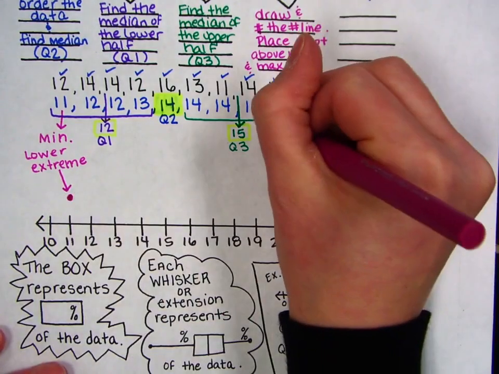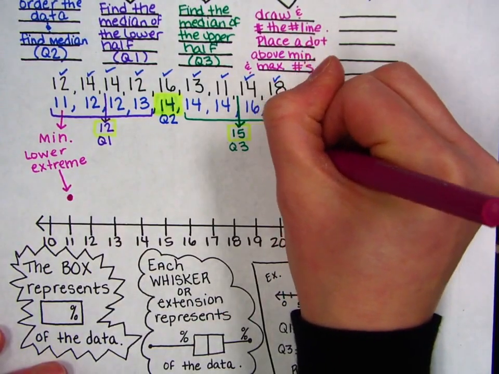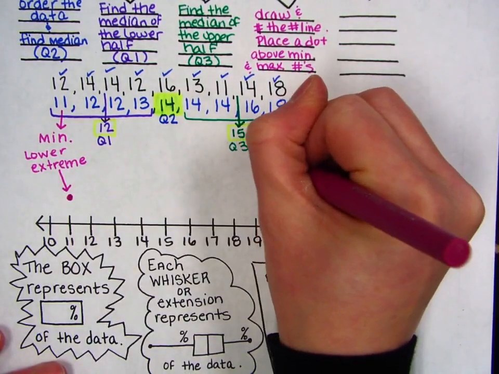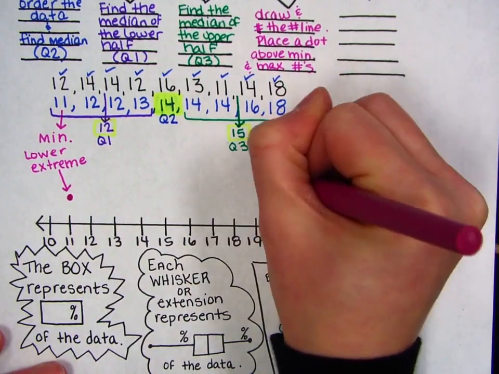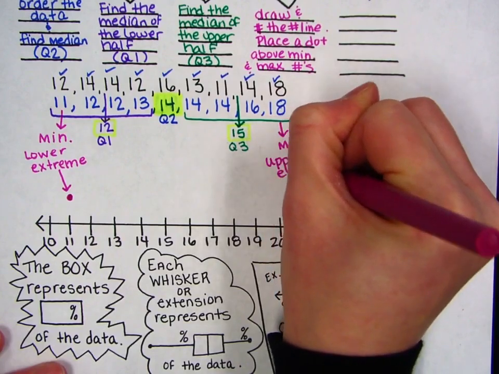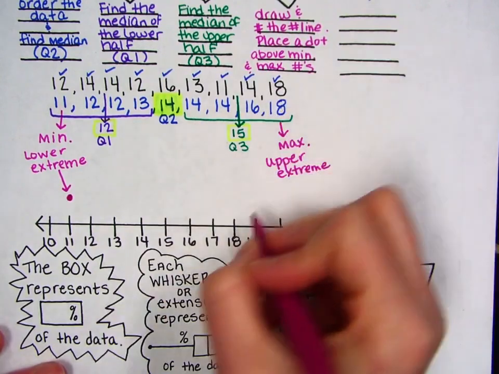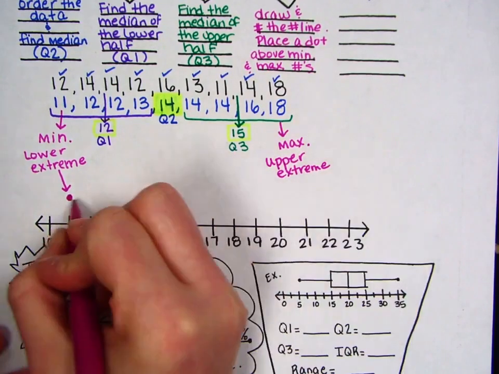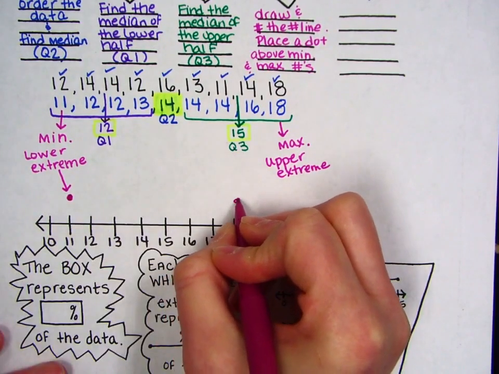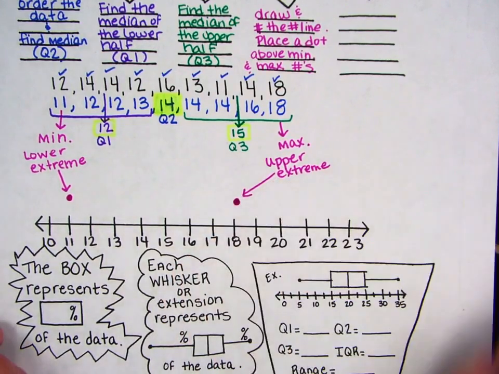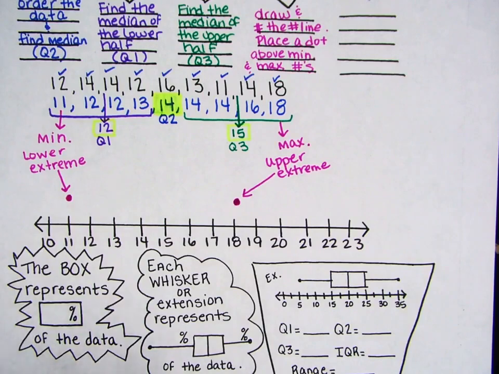Then the maximum number, I'm abbreviating again. He is not the lower extreme. He is the opposite of that. He is the upper extreme. And he is 18. And I want to try to make these on the same line the best I can. Eyeball that a little bit. And there he is. Okay, now we're ready for step 5.